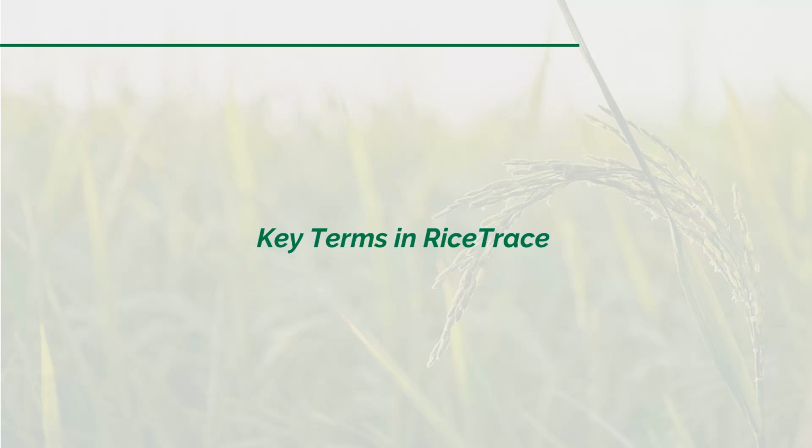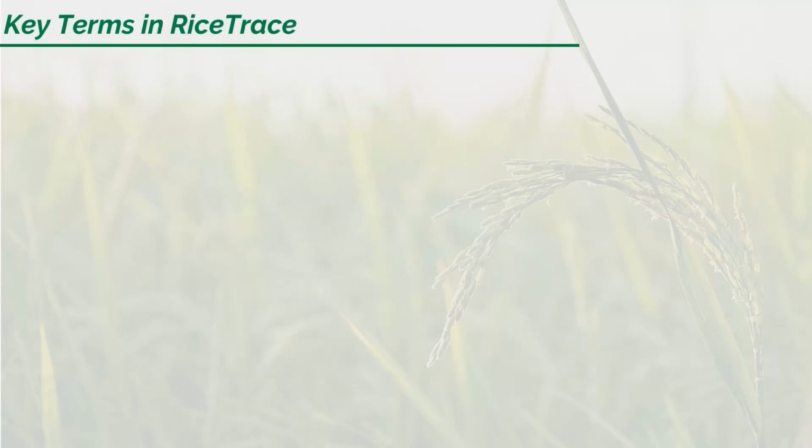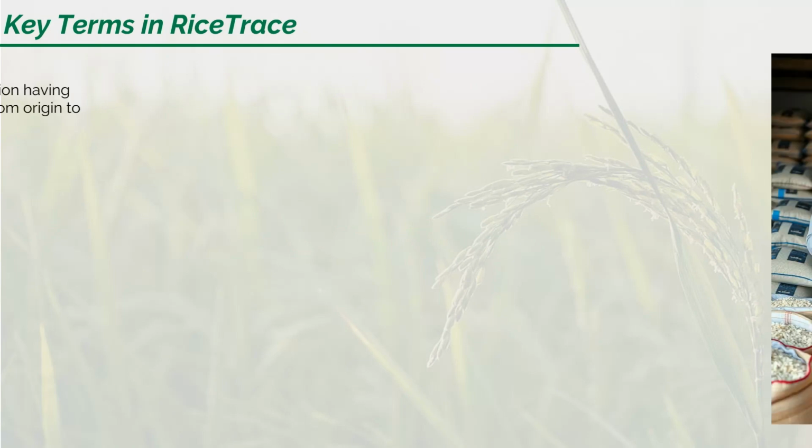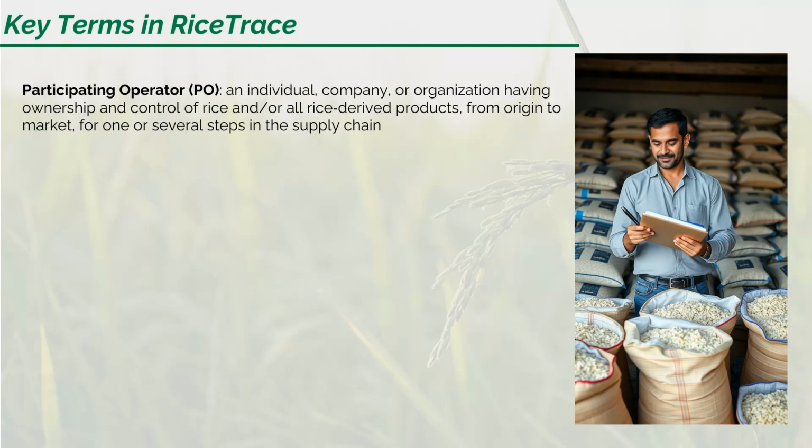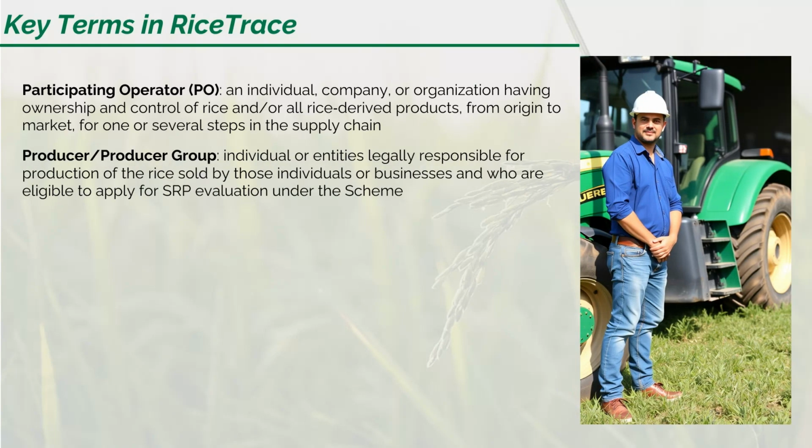Before diving into the functionalities, let's familiarize ourselves with the key terms used in RiceTrace to ensure smooth navigation and understanding of the platform. Participating operator is an individual, company, or organization having ownership and control of rice and/or all rice-derived products from origin to market for one or several steps in the supply chain. Producer or producer group is individual or entities legally responsible for production of the rice, sold by those individuals or businesses, and who are eligible to apply for SRP evaluation under the scheme.